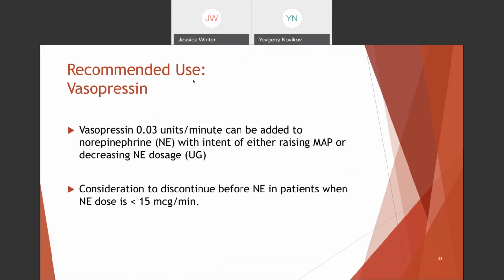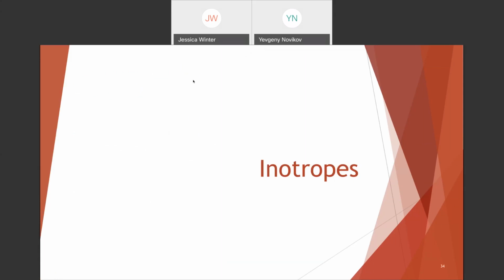So the recommended use by the Surviving Sepsis Guideline is that you can consider this low fixed dose rate of around 0.03 units per minute added to norepinephrine with the intent of decreasing norepinephrine equivalents. We can probably consider discontinuing vasopressin before norepinephrine. I wouldn't do it if your norepinephrine requirements are high, but if you see that your norepinephrine requirements are drastically going down and your patient's improving, you might try stopping vasopressin even before norepinephrine is off. And that kind of concludes our summary for vasopressors.